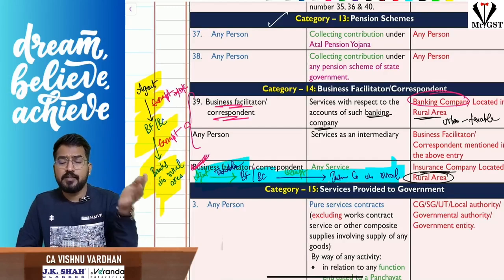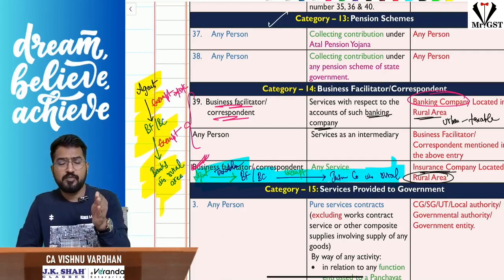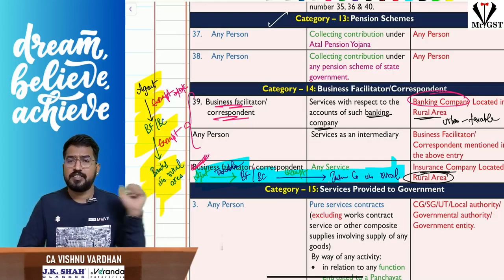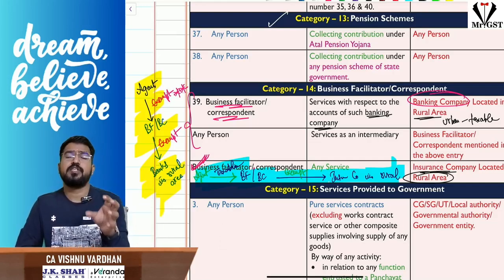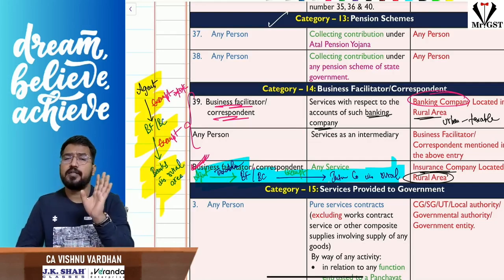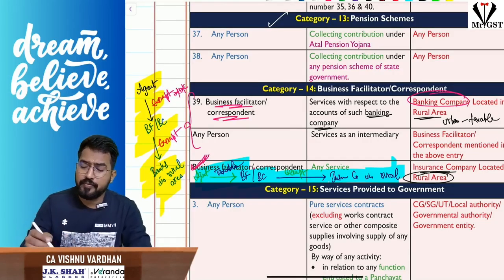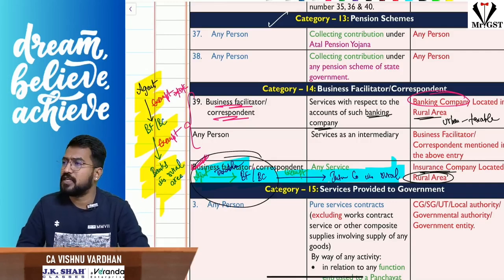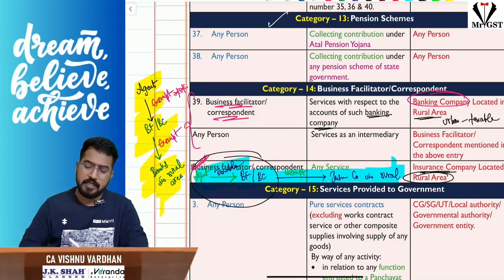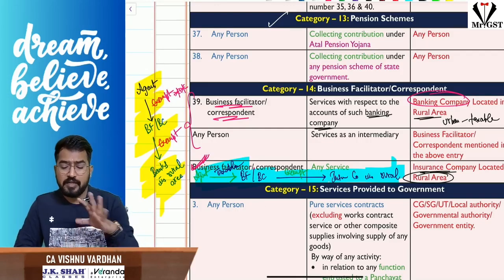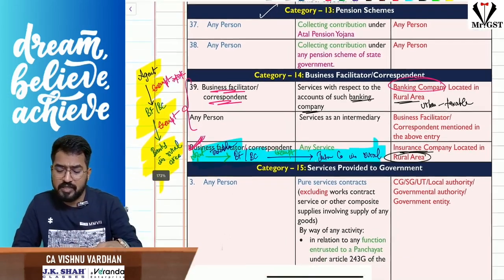So agent to business facilitator or business correspondent providing services to banking company in rural area, that entire chain is exempt. But if business facilitator or business correspondent is providing services to insurance companies in rural area, that alone is exempt. They did not speak about agent to business facilitator or business correspondent in this case. So that will become taxable. Hope it is clear for you. Okay, so please be very clear with this, important, because it is connected to RCM also.